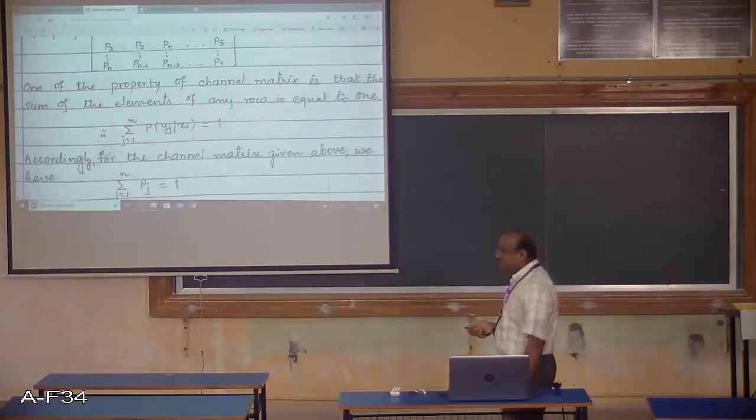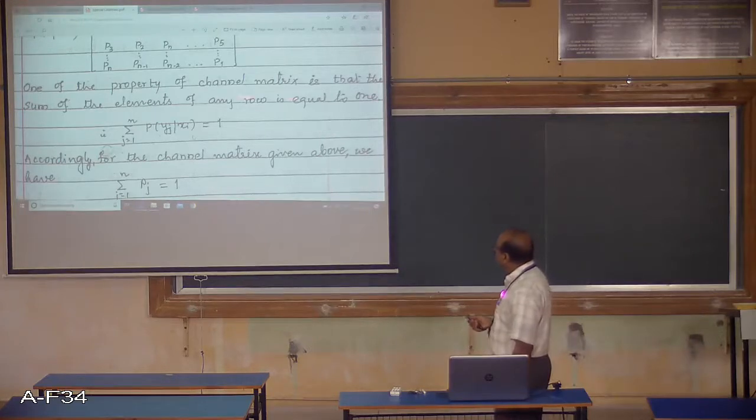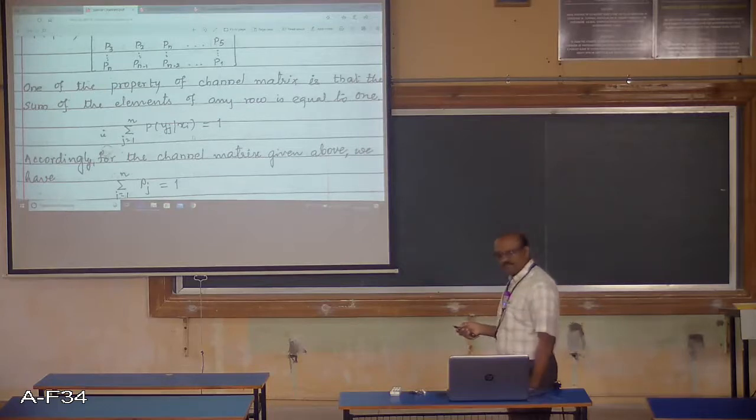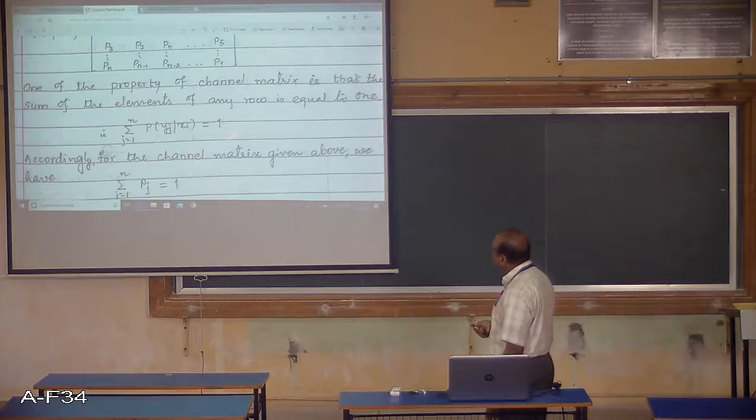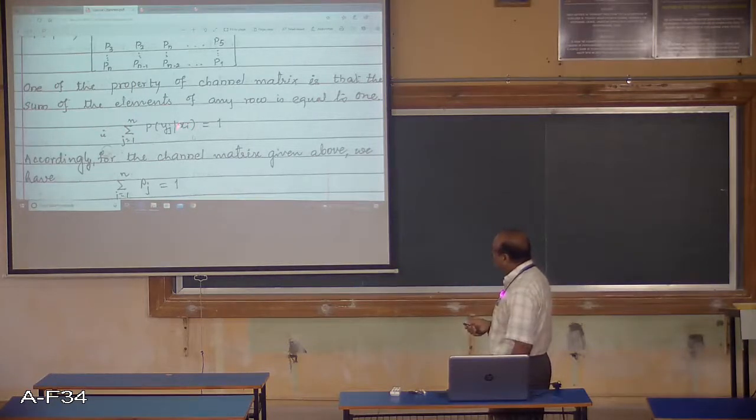For this we again make use of the fundamental concept, wherein one of the properties of the channel matrix is that the sum of the elements of any row is equal to 1. If you take a channel matrix P of Y given X, its property is that if you add the elements of any one row, it should be equal to 1. So accordingly, if you look at this summation for one row, j is varying, i is not there here, only for one xi, one row.